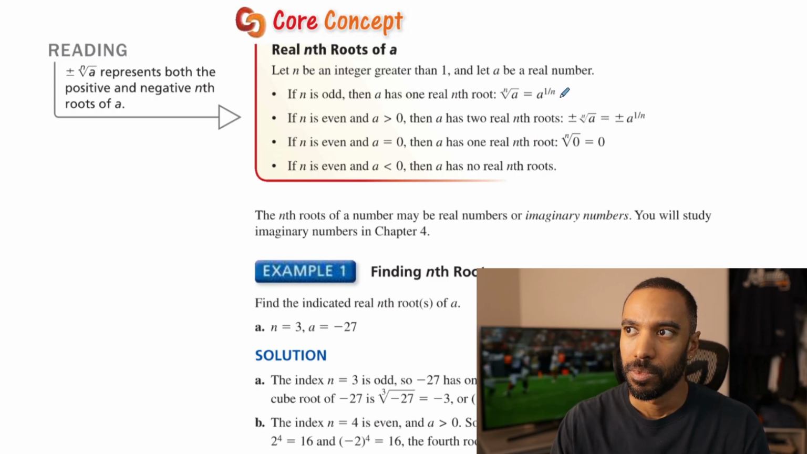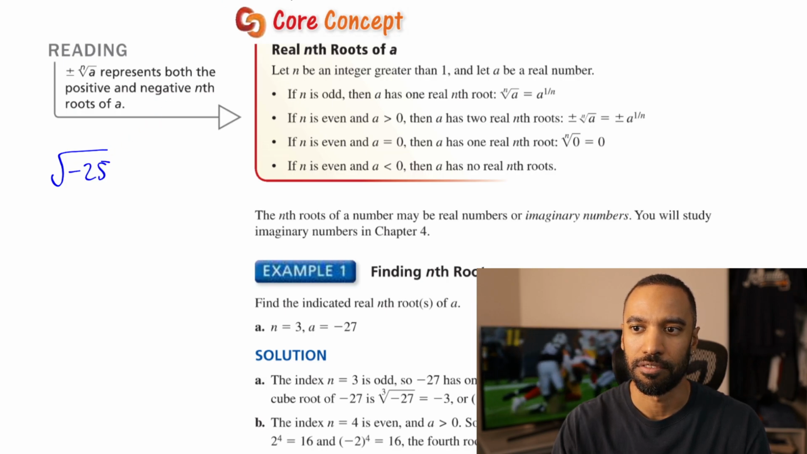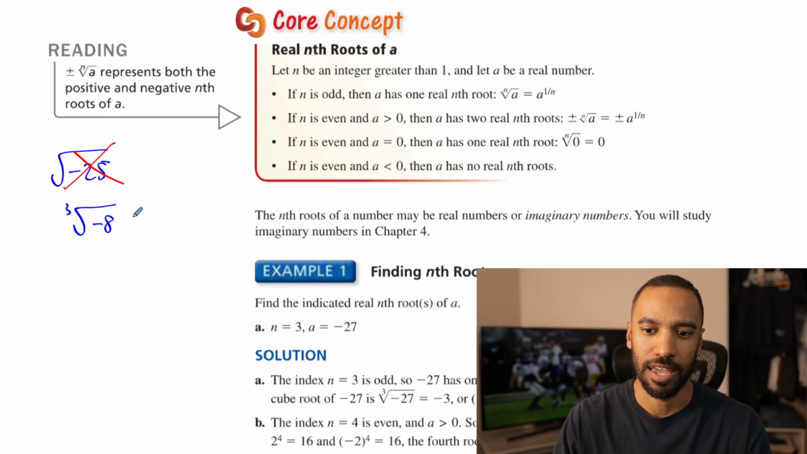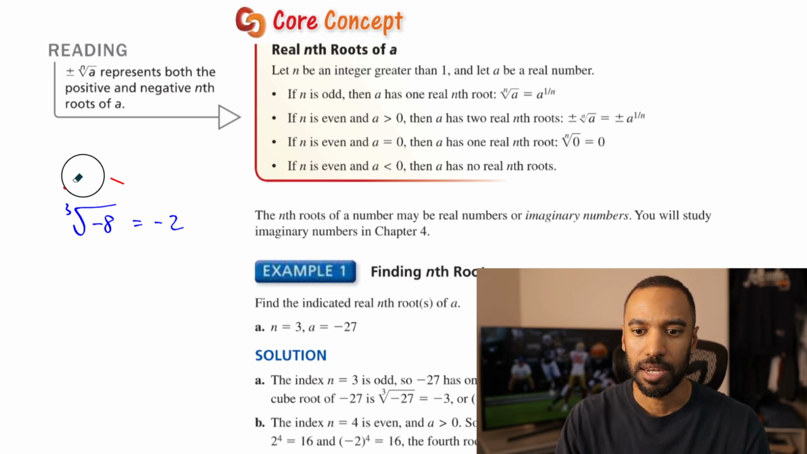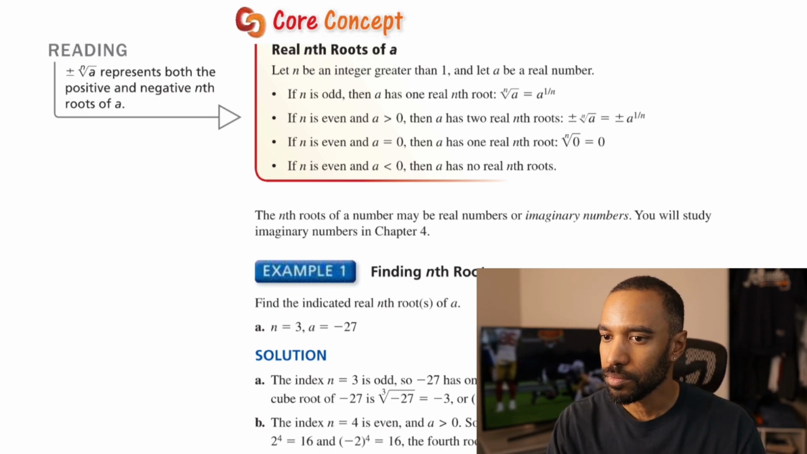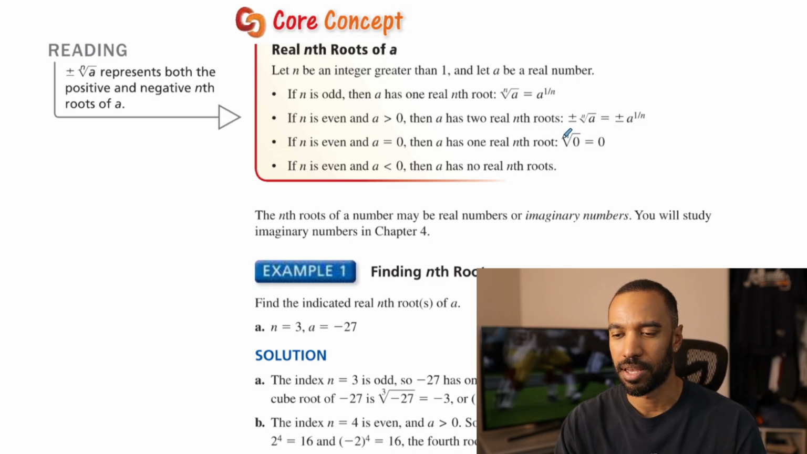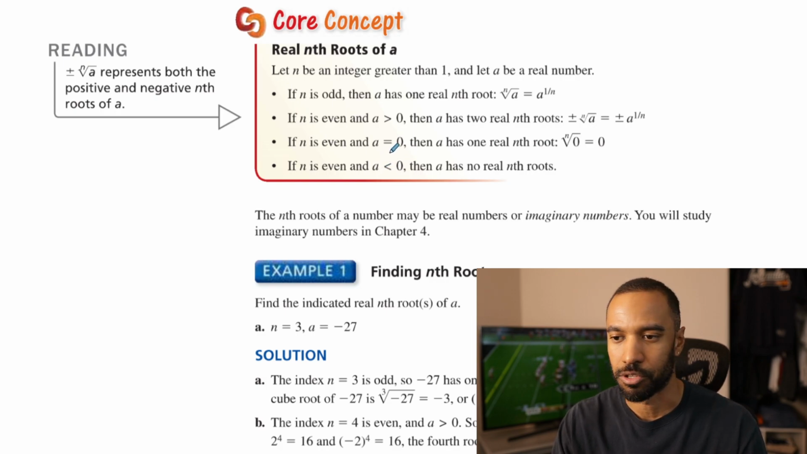So you can't take the square root of negative 25, but you can take the cube root of negative 8, right? You get negative 2, something like that. There can be a negative outside of it, though. If n is even and a equals 0, then the square root of 0 is 0, and that applies. If n is even and a is less than 0, then there are no real nth roots, just like I was mentioning there.